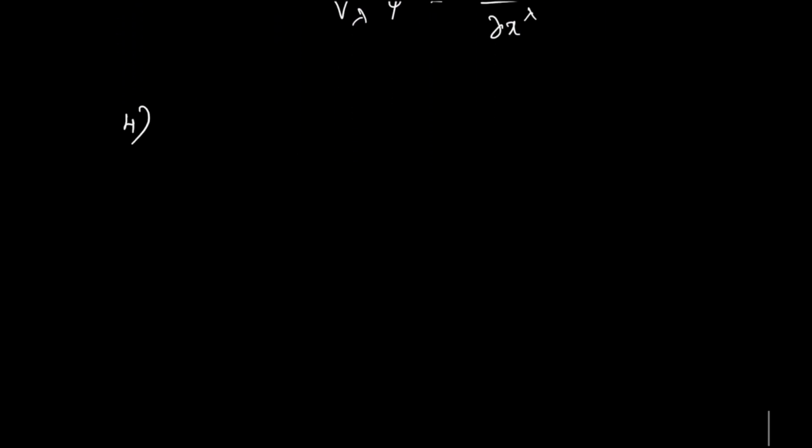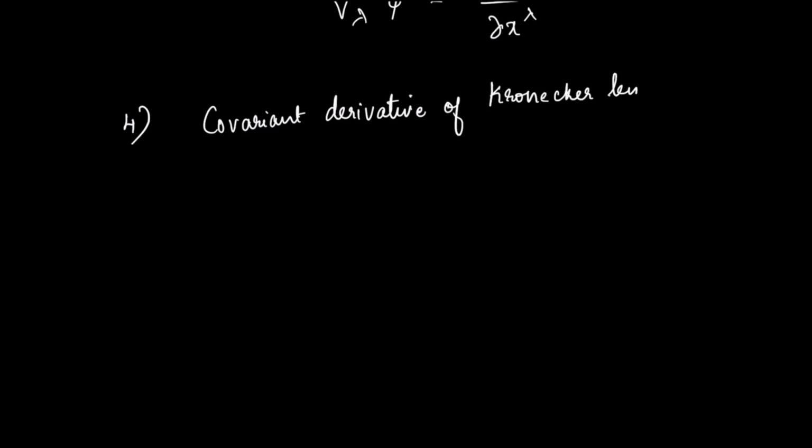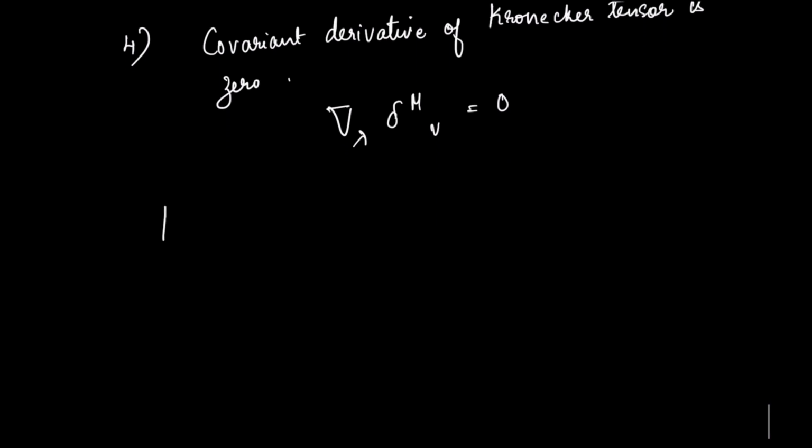Fourth rule. The covariant derivative of the Kronecker tensor is 0. The covariant derivative of the Kronecker tensor is 0. So we'll see the proof for this statement.